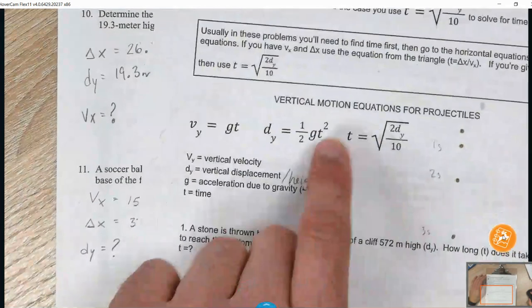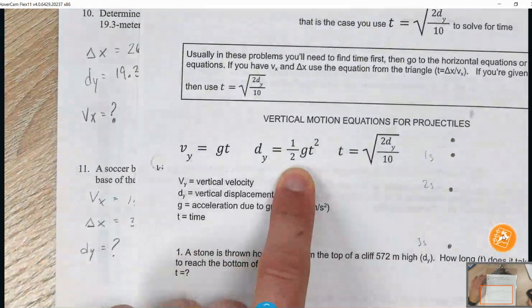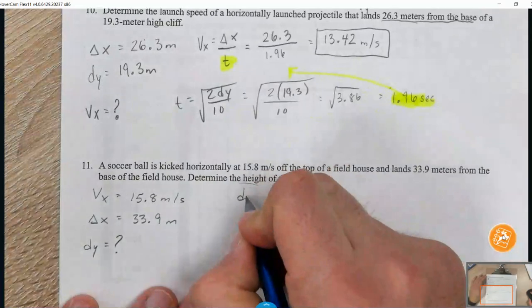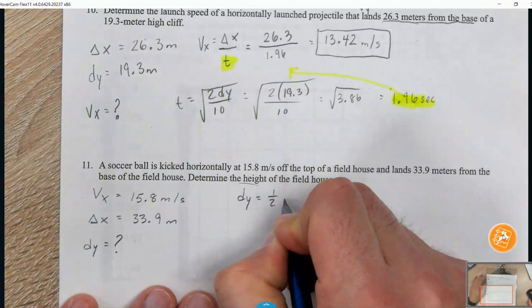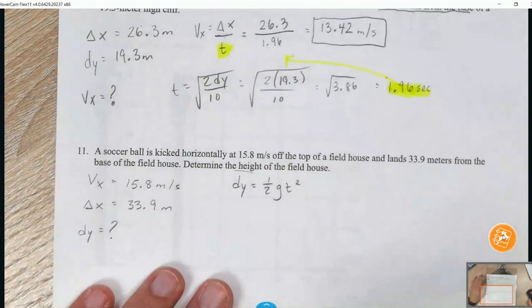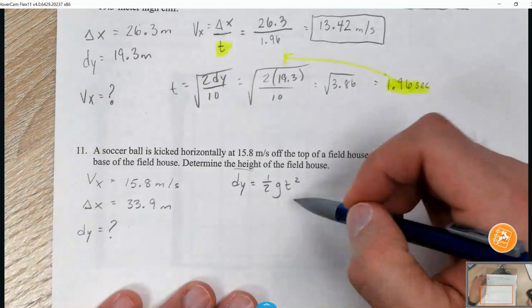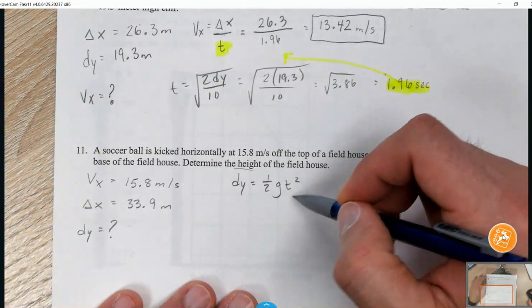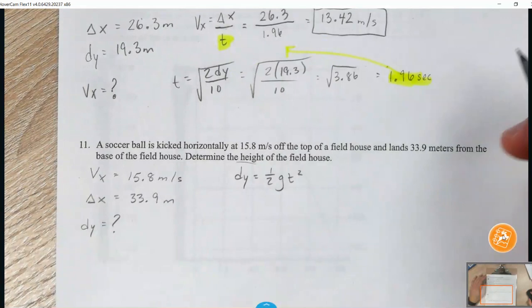So go to my vertical set of equations. How do I find dy? 1/2 gt squared. All right, cool. I know what g is. What don't I have? t. So what do I have to do?